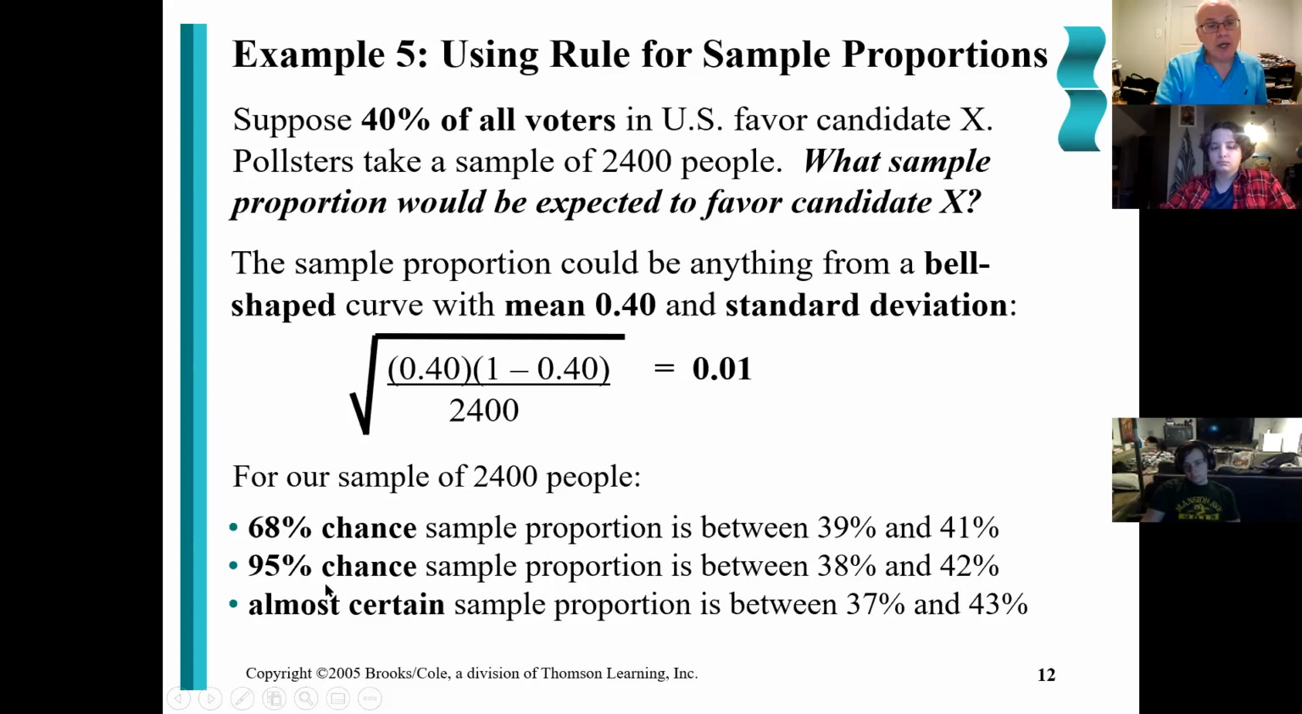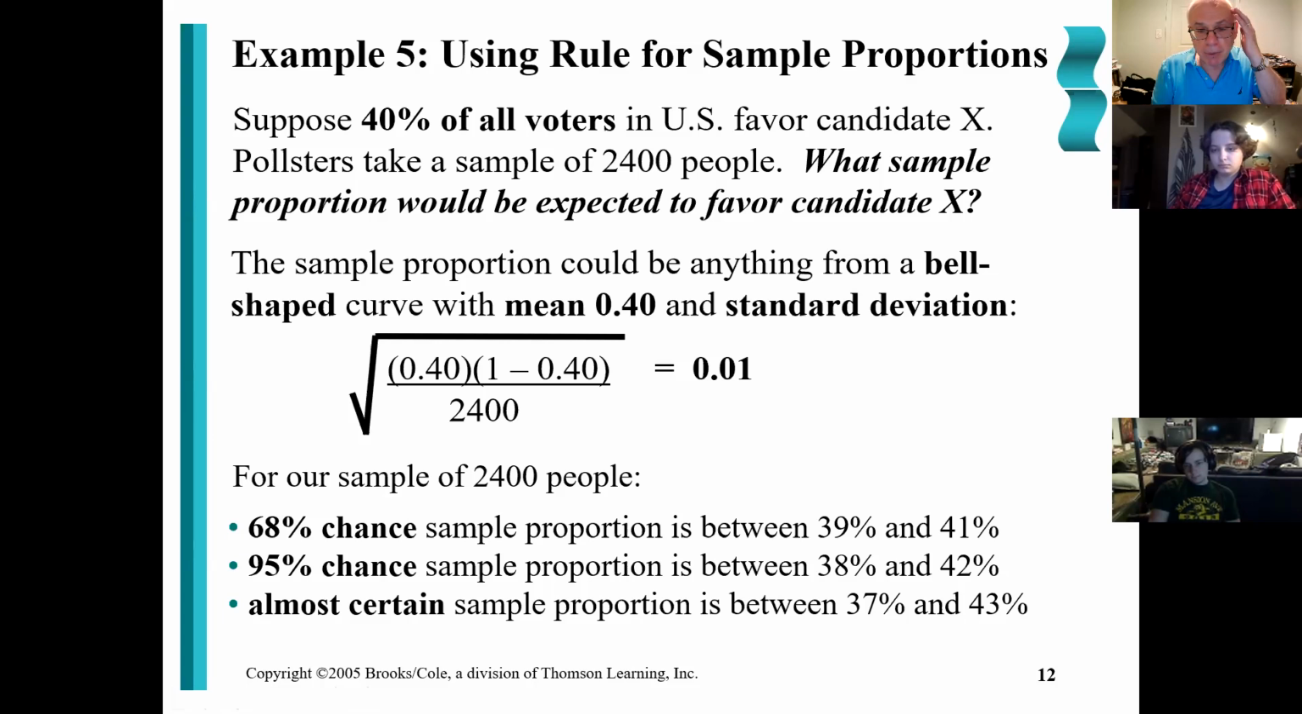The empirical rule also says that there's a 95% chance that your sample proportion will be within plus or minus 2 standard deviations of the mean. Now, 1 standard deviation is worth 1%. 2 standard deviations is worth 2%. 40 minus 2 is 38. 40 plus 2 is 42. So we would expect a 95% chance that the sample that you choose at random is between 38% and 42%.